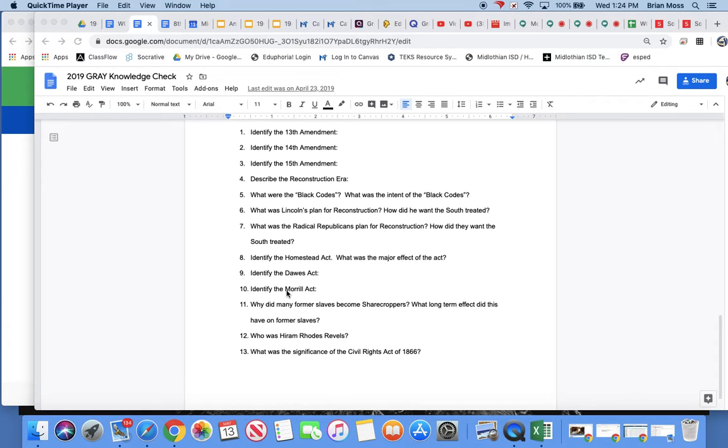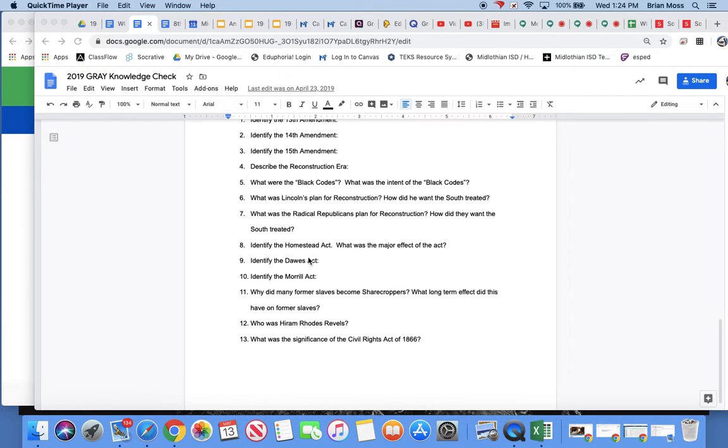Define the Homestead Act, Dawes Act, Morrill Act. The Homestead Act allowed for land. The Dawes Act took property and land from Indians. The Morrill Act obviously was land grants given for colleges like Texas A&M. How did many former slaves become sharecroppers? Well, because they had to now lease land from landowners, and the problem is they were always in a cycle of debt. So it was just another form of slavery.